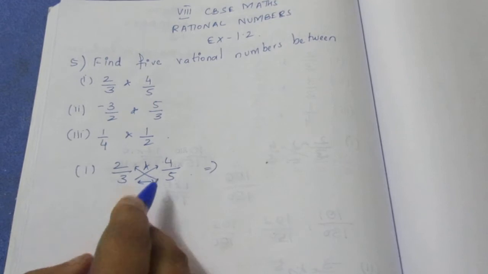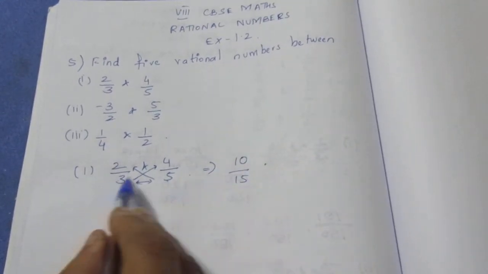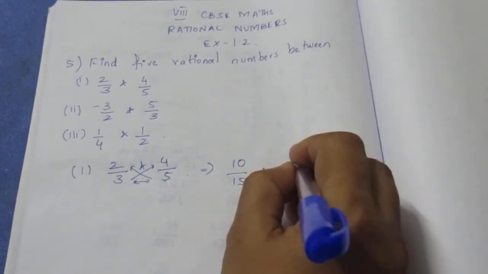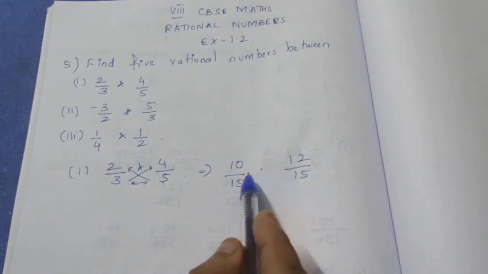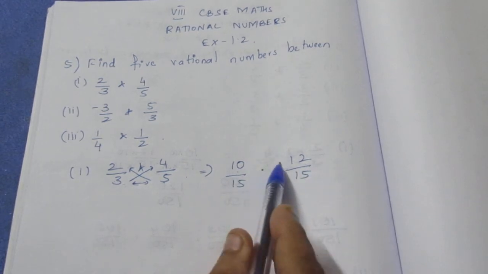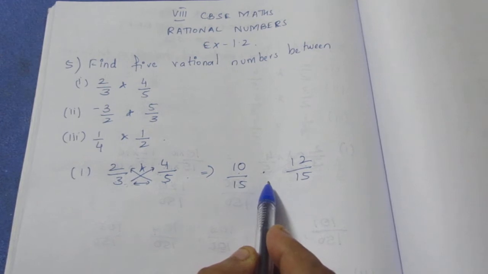If I multiply here, it becomes 5 2s are 10 by 5 3s are 15. The same way here, cross multiply, so 4 3s are 12 by 15. If I write the rational number between these two, we need to take the numerator. Here we know that it is 10 and 12. In between we have only 11. So 11 by 15 is the only number in between these two.